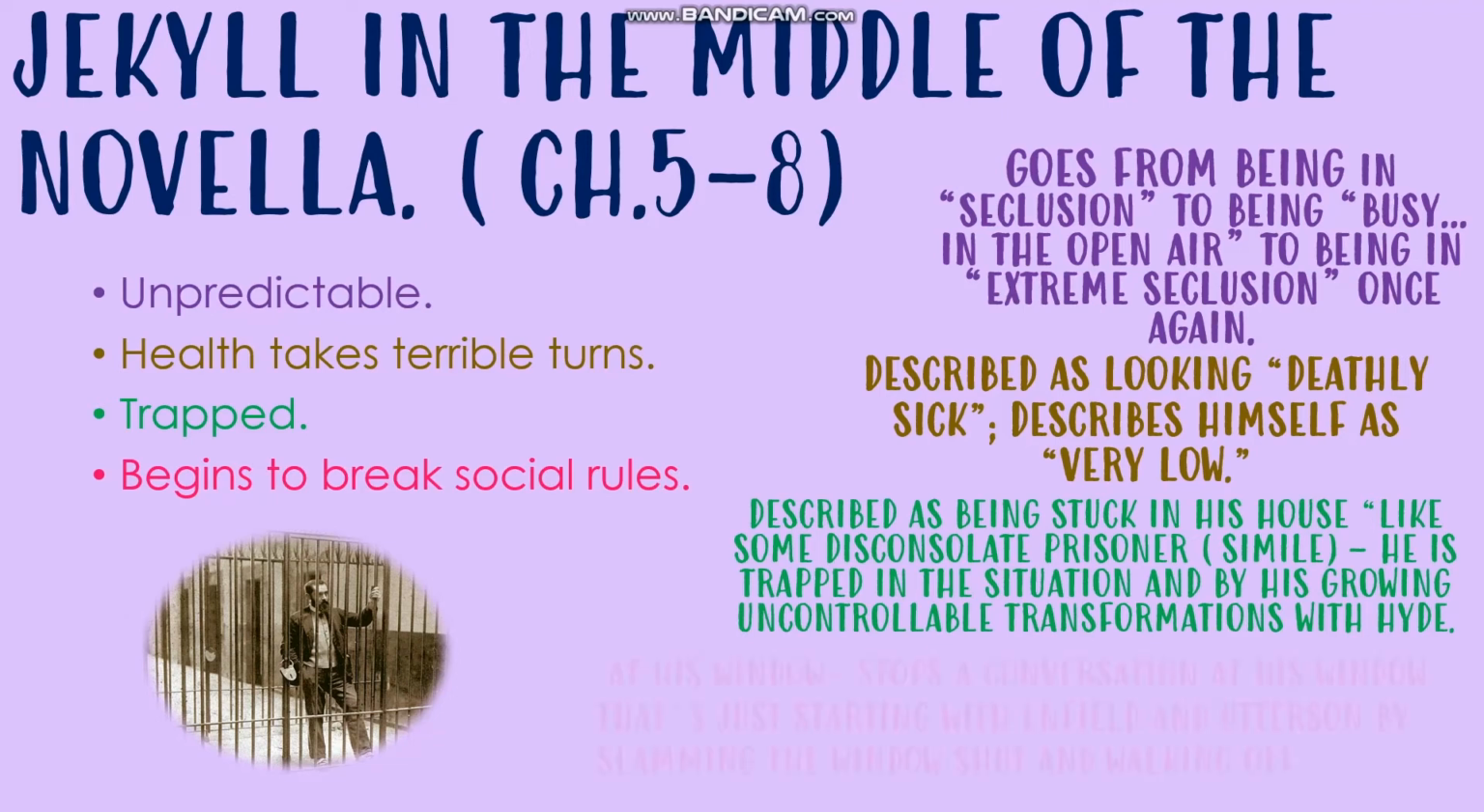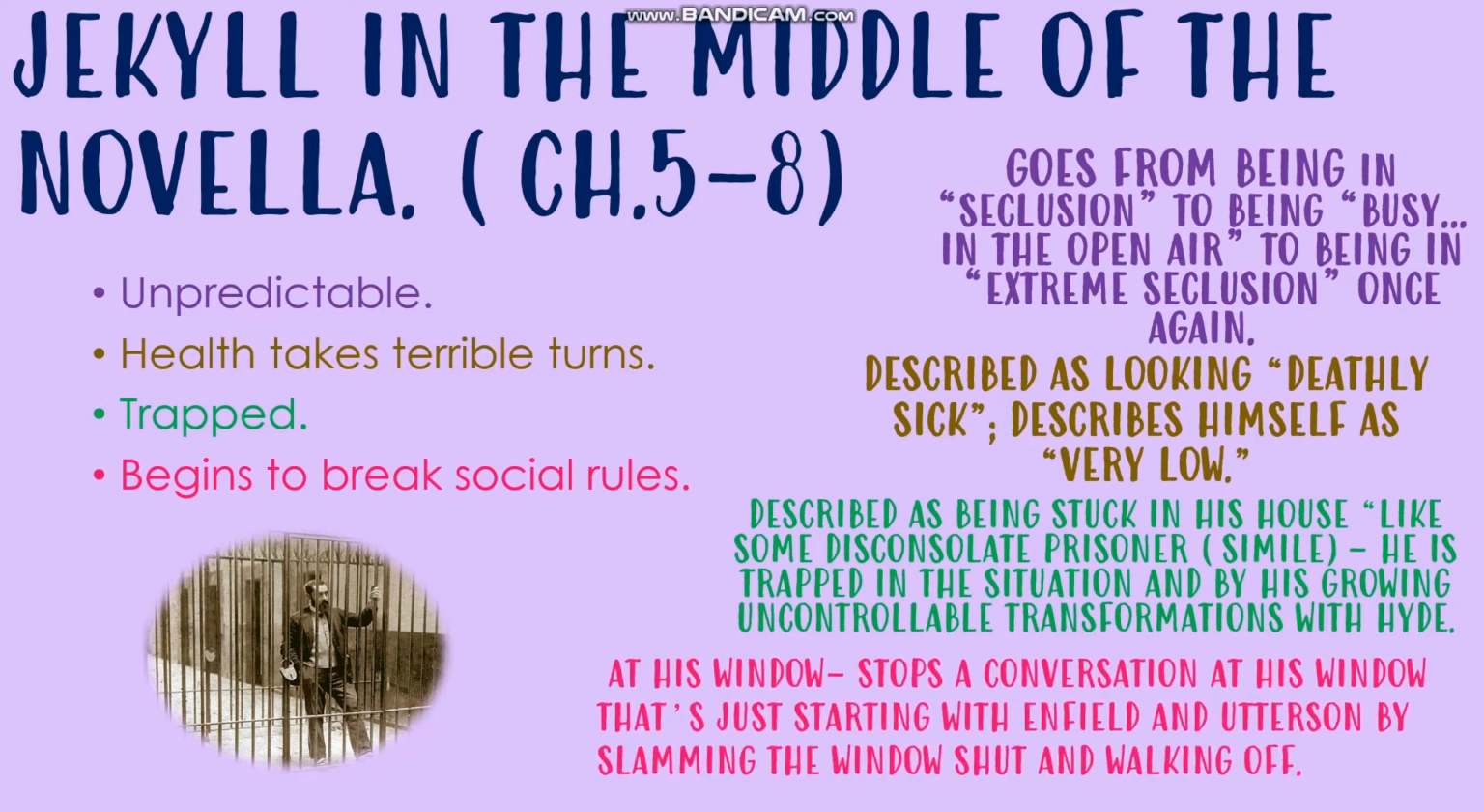As well as this, in the same chapter, as he is at that window, he stops to have a conversation with Enfield and Utterson, and stops the conversation just as it begins and slams the window in their faces. And this immediately shocks Enfield and Utterson, that he breaks a societal rule, and shows once again that this figure is in a very, very bad state. Doing something like that during that time would have been pretty unheard of, and shows once again that Jekyll is going through a very, very difficult and strange time indeed. So, that's the middle of the novella.